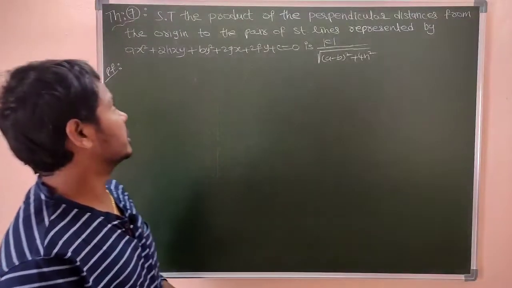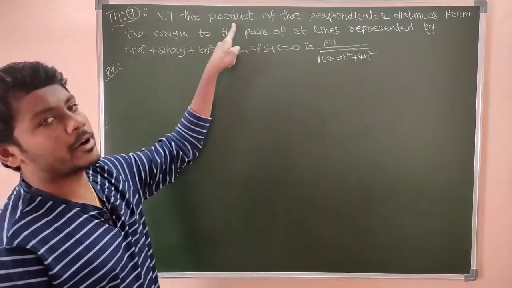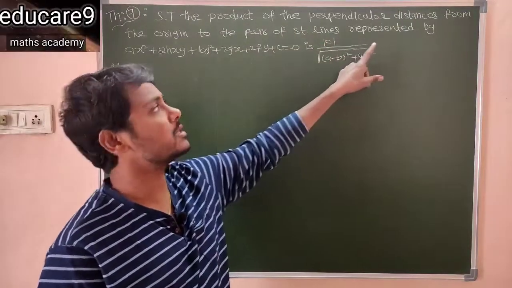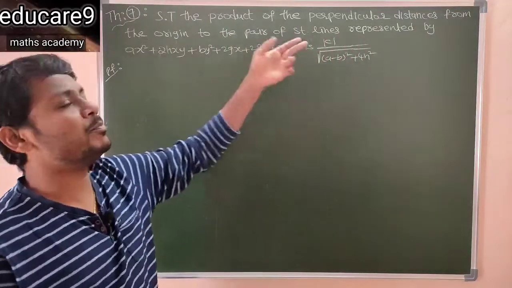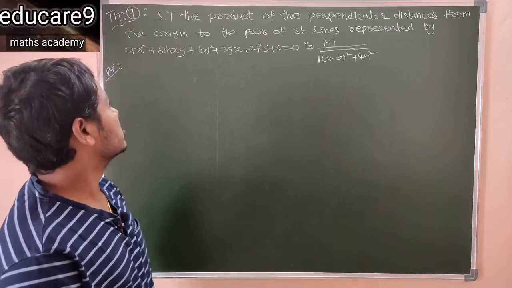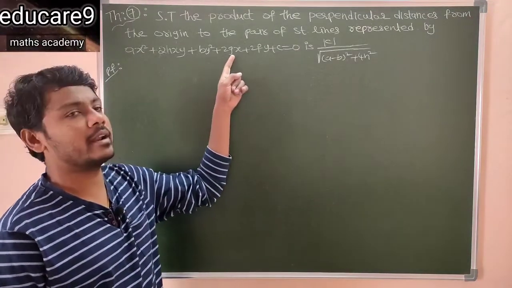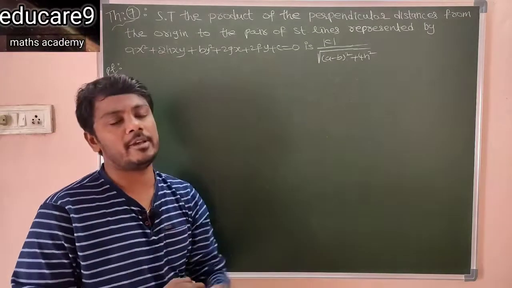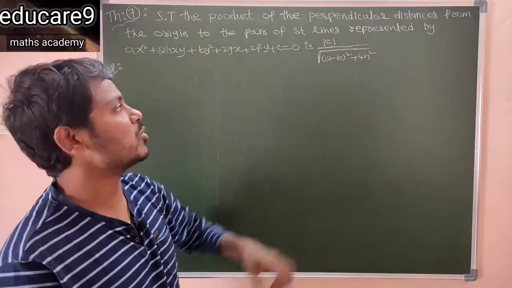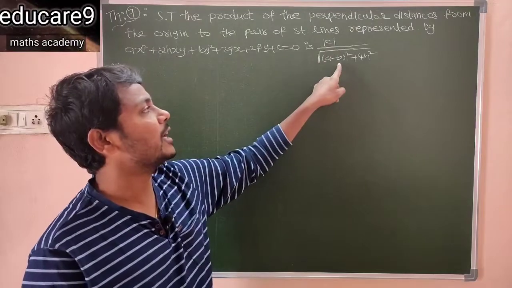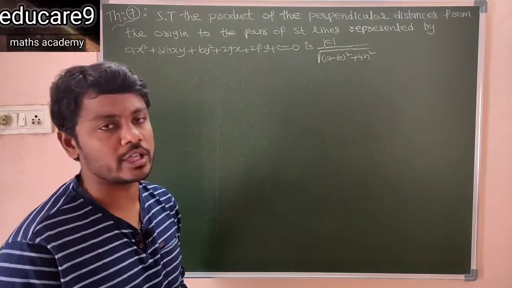Hi, hello everyone. So, continuation of the previous part. See the next theorem. Show that the product of the perpendicular distances from the origin to the pair of straight lines represented by ax² + 2hxy + by² + 2gx + 2fy + c = 0 is |c| / √((a − b)² + 4h²).